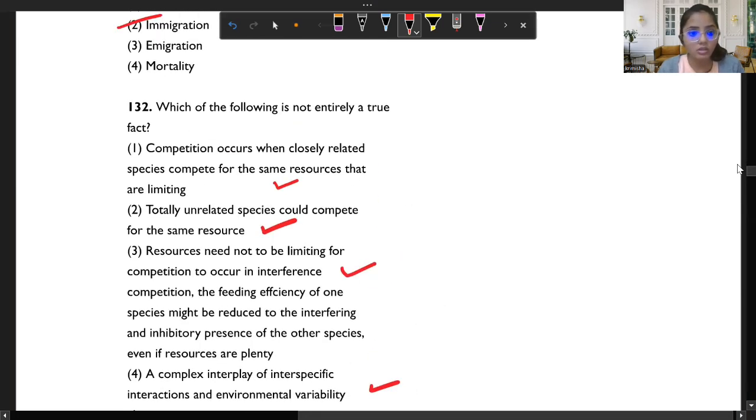Okay. So now let us see, we have to find what is not entirely true. So we have to find a relatively false statement. So the competition occurs when closely related species compete for same resources that are limited. Competition does not always occur only when closely related species are competing. Very far related species can also compete for the same resource. That is what the second option is saying. So this statement is not entirely correct. This is correct, but not entirely correct. So answer is first option. These all are direct NCERT lines.